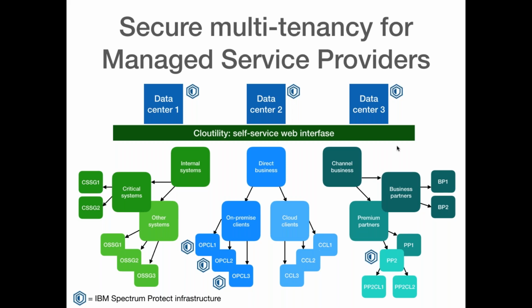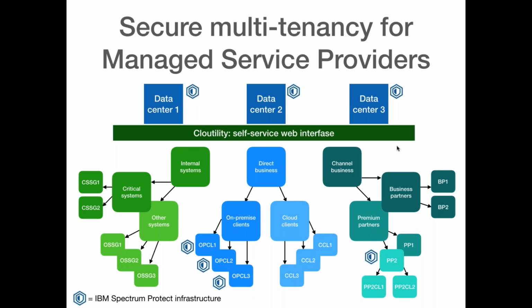That also means that you could potentially have on some of the clients, on some of the tenants, a Spectrum Protect server backing up locally, and then through replication you could get a secure copy of the data secured in the managed service provider data center. So that was the on-prem clients.